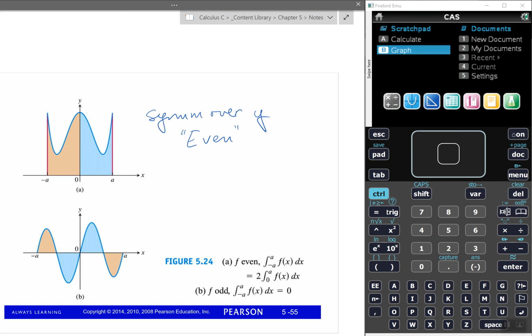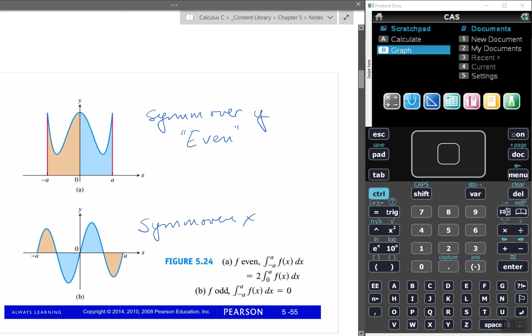Similarly, if it is symmetric over the x-axis, or if it's an odd function, then the total area here, if these parts are corresponding, will be 0. So this first orange piece and this first blue piece are the same area, just on opposite sides, so they have a net of 0. Same with the second blue piece and the second orange piece, same area, opposite sides of the x-axis, so they have a net area of 0. So the total area is 0, since it's symmetric above and below.